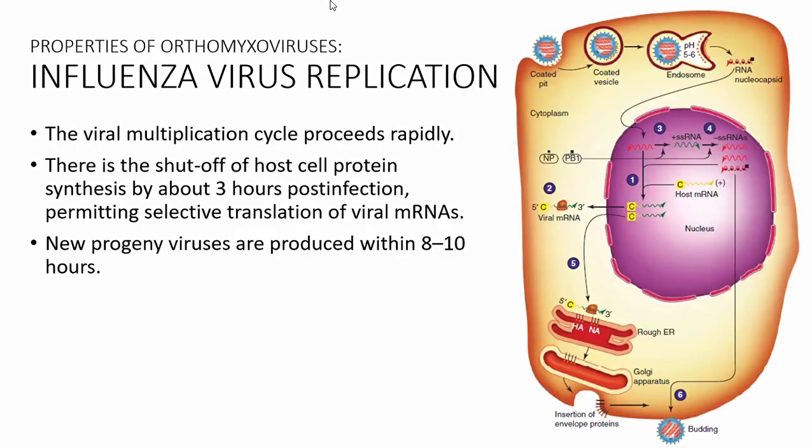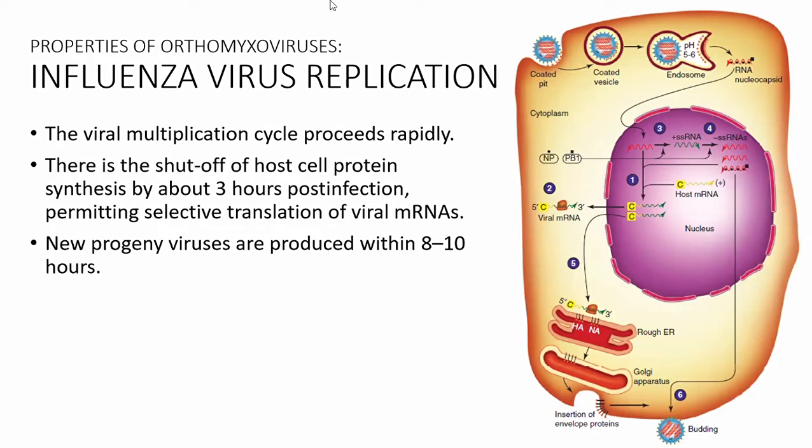For influenza virus replication, the viral multiplication cycle proceeds rapidly, and there is a shut-off of host cell protein synthesis by about 3 hours after the infection, permitting selective translation of viral mRNAs. New progeny viruses are produced within 8 to 10 hours.